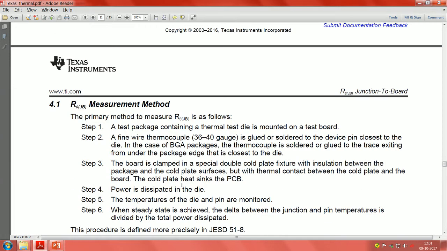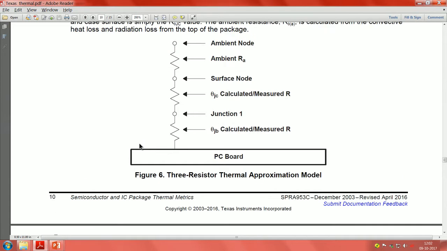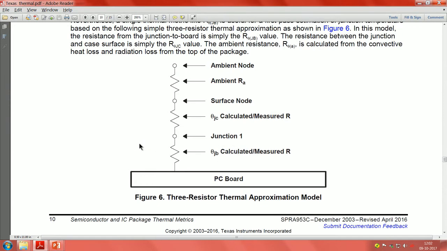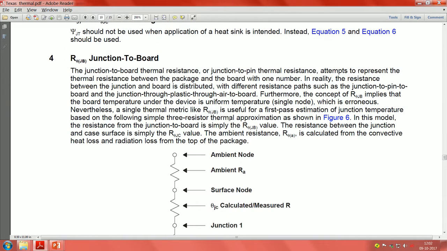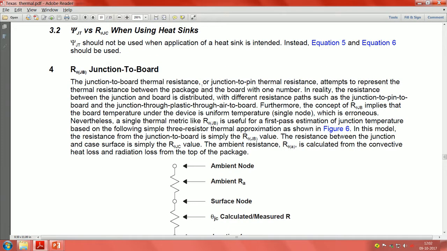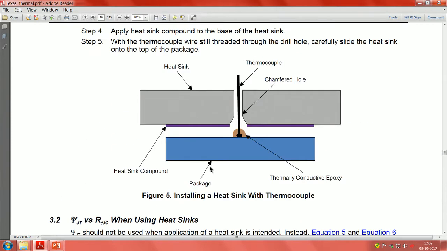So, you have seen this fine wire thermocouple is glued or soldered to the device pin closest to the die. So, it is possible for us to measure on a hot die. We have a board, then we have a calculated value, and then we have an ambient node, ambient resistance, surface, and then calculated, measured, and so on. So, we have various ways of calculating junction to board temperatures and so on.